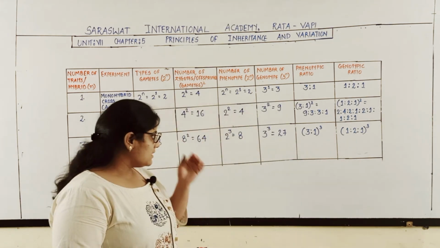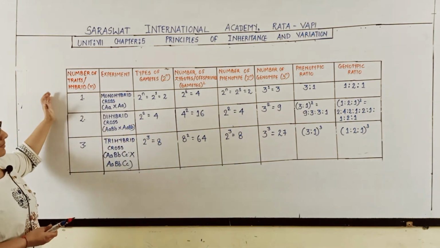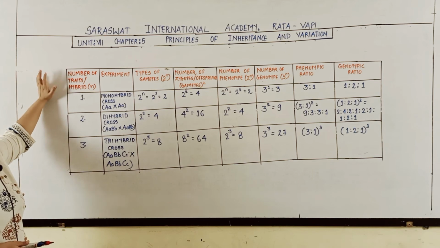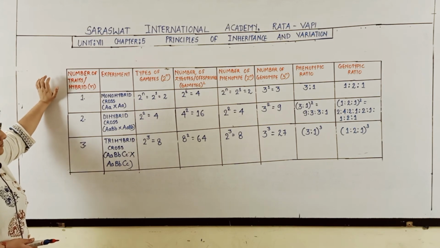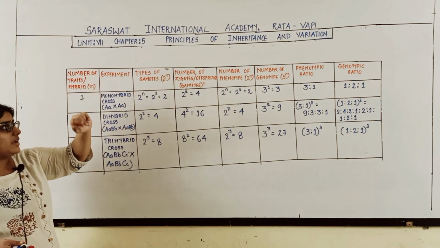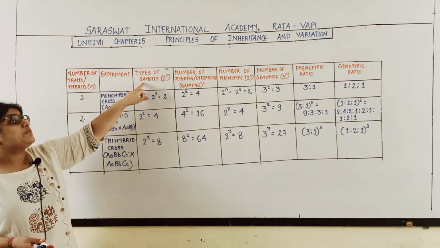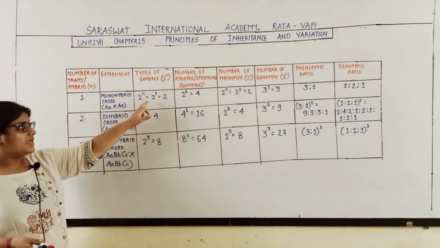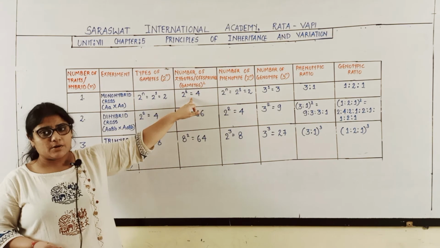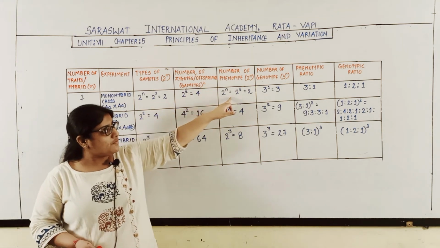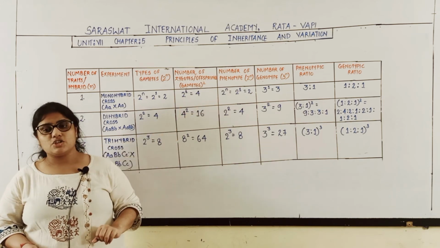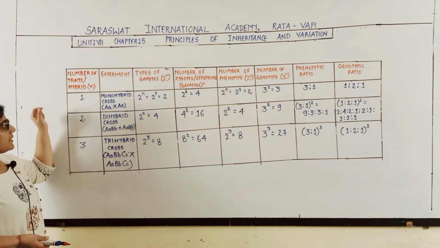So students, here you can see the table. Here, number of traits or hybrid, that is the number of characters studied. Then the experiment, that is whether it is a monohybrid, dihybrid or trihybrid experiment. Types of the gametes formed, that is, how many gametes will be formed. Types of the zygote formed. Number of the phenotype, number of the genotype, the phenotypic ratio and the genotypic ratio.